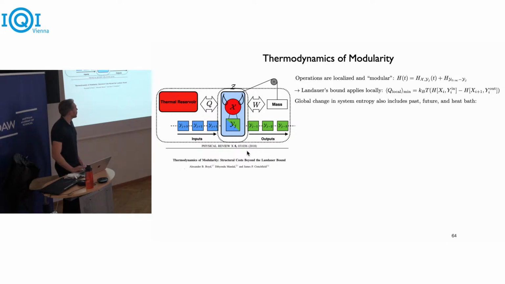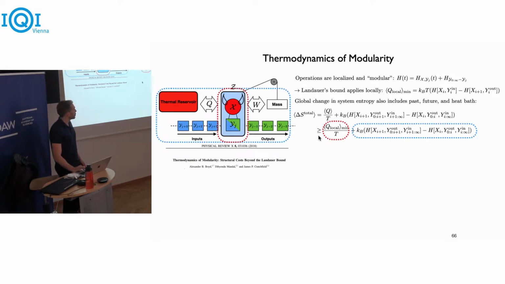But the global change in entropy includes all of these variables, right? It includes everything that has not yet been computed and everything that has been computed in the past. And it also includes the thermal reservoir. So specifically, the total change in entropy is equal to the heat dumped into the reservoir over the temperature plus Kb times the change in Shannon entropy of all of these variables. And this is greater than or equal to the local minimum on the heat that's required here.